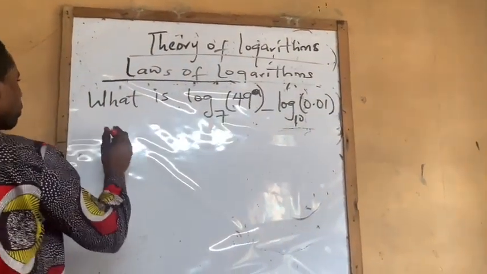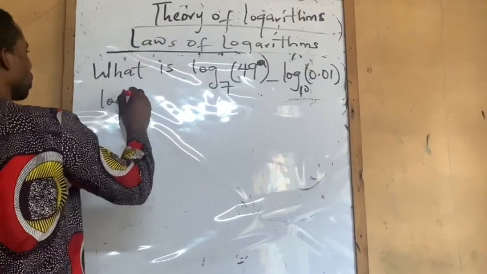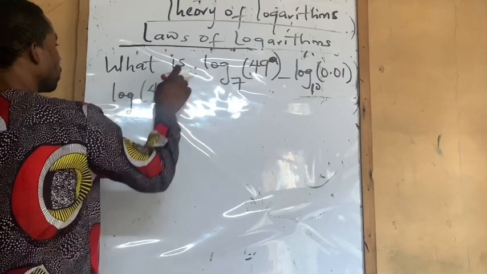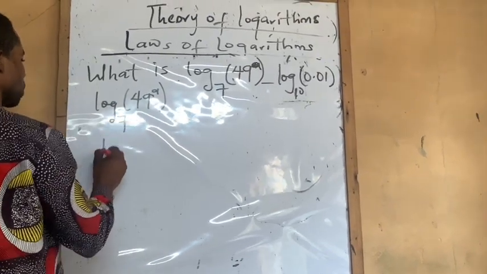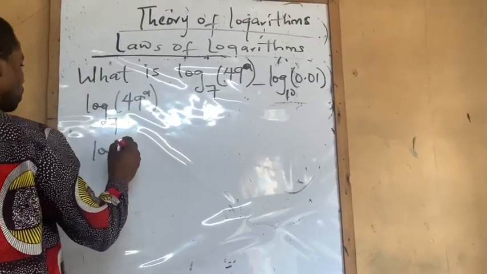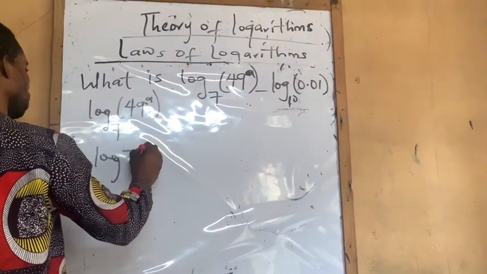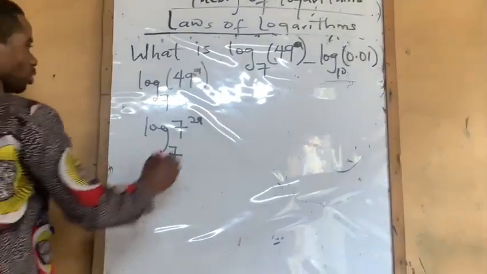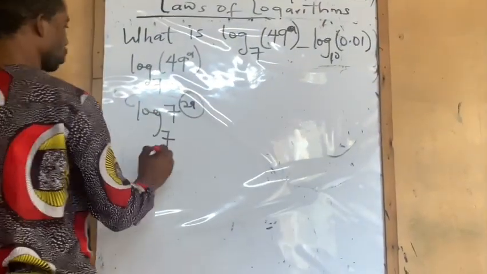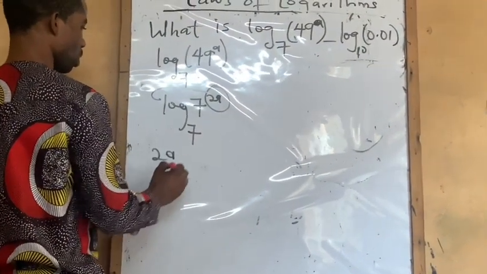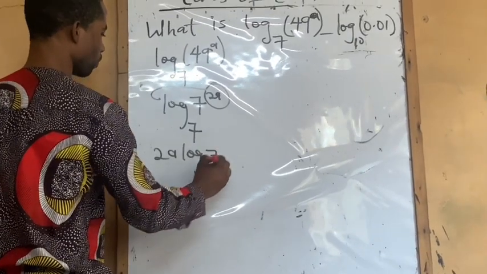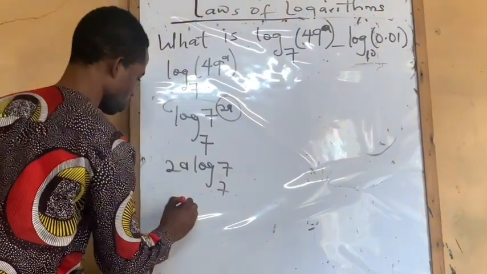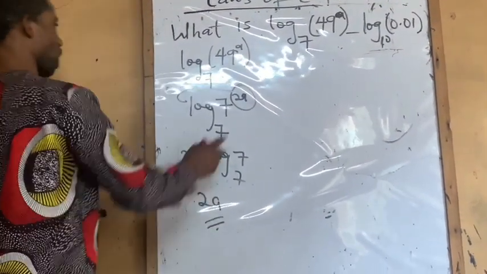So if I do this one first, log 49 base 7. 49 can be written as 7 raised to the power 2, base 7. If I bring the power to the back, that will be 2a log 7 base 7. And log 7 base 7 is 1. 1 times 2a is 2a. So this one gave me 2a.